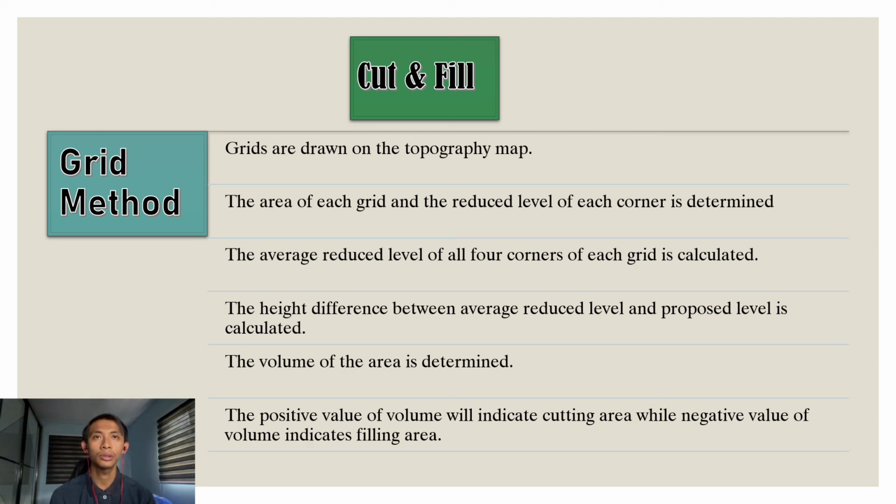Next, the average reduced level of all four corners of each grid is calculated. The height difference between the average reduced level and proposed level is calculated. Finally, the volume of the area is determined. The positive value of volume indicates a cutting area, while the negative value of volume indicates a filling area.